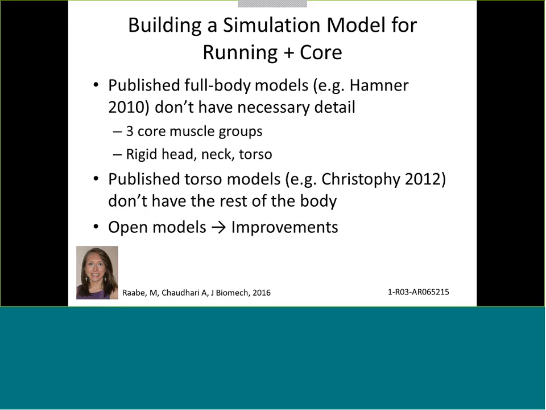But of course, one of the great benefits of OpenSim is that these models have been made available, and it allows all of us to go in, download those models, and make improvements. So with that, I'm going to hand it over to Margaret.